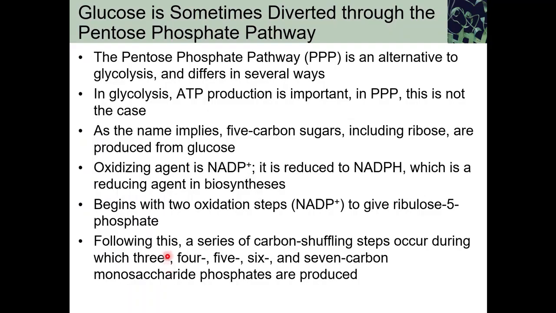The pentose phosphate pathway (PPP) is an alternative to glycolysis and differs in several important ways. In glycolysis, ATP production is important.